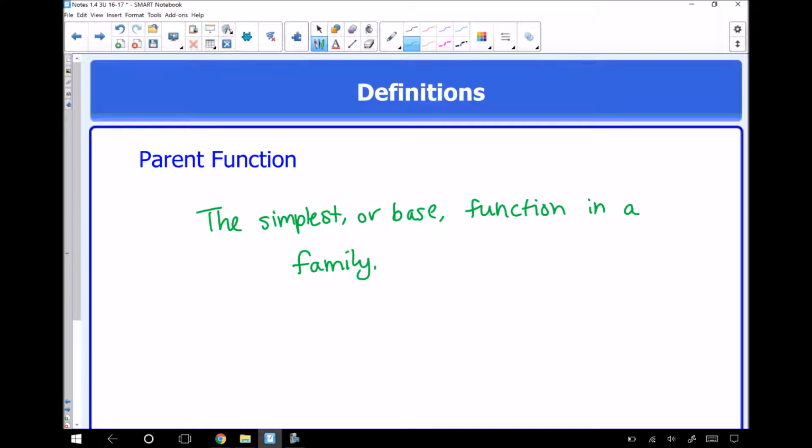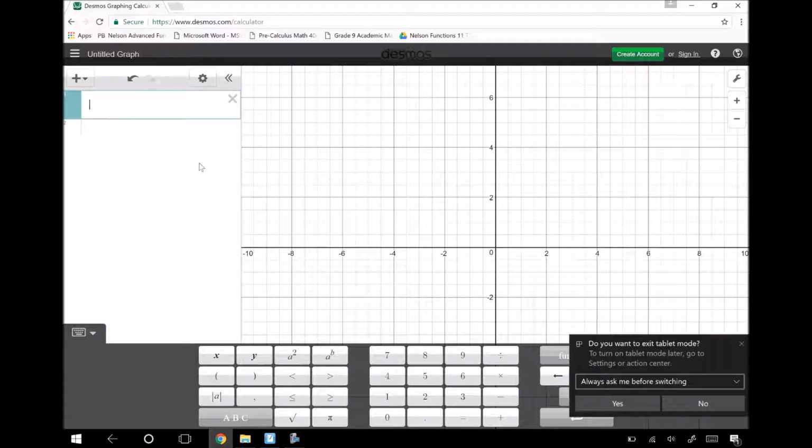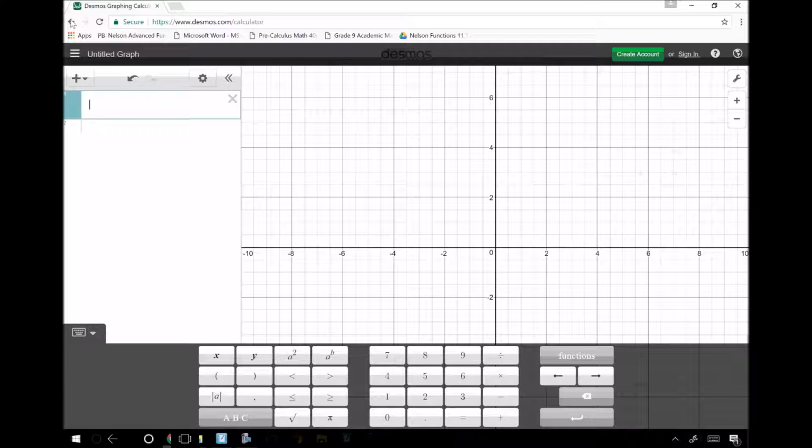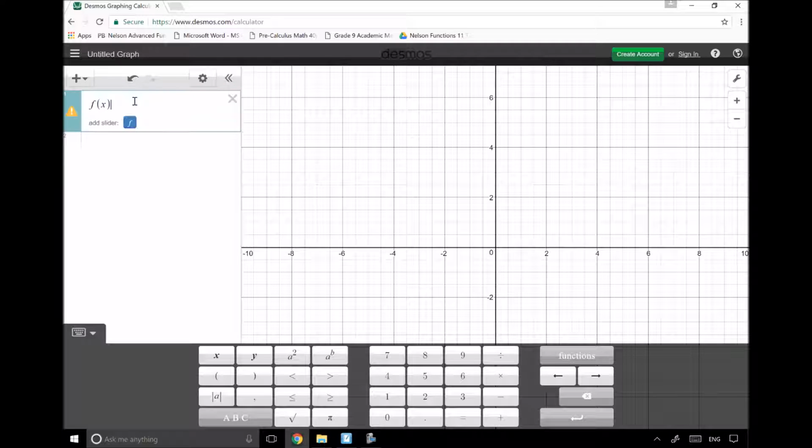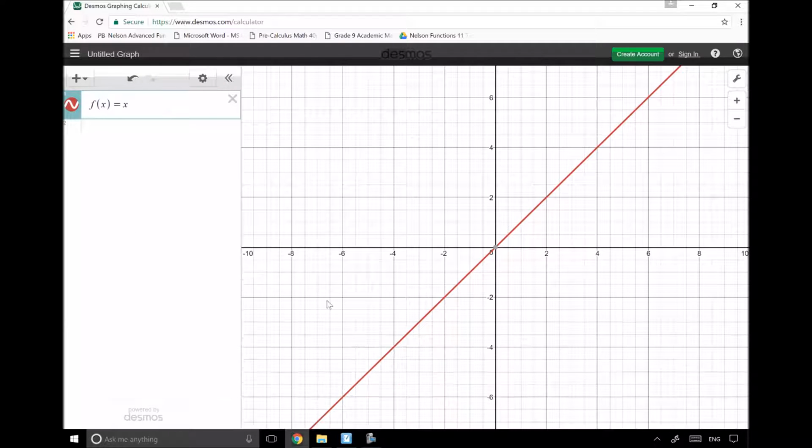Okay, and at this point in time, you guys are familiar with two of the different types of parent functions that you're going to be learning throughout this semester. The two parent functions that you are familiar with are the linear function as well as the quadratic function. So if you take a look at what we have right here with Desmos, we have f of x equals x. This is the most basic linear function you could have. It has a y-intercept of 0 and it has a slope of 1.